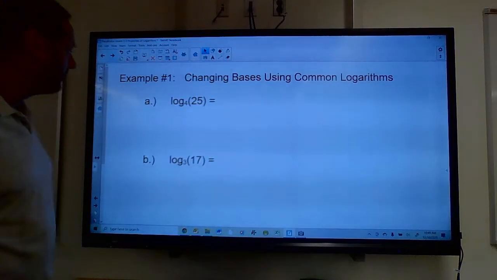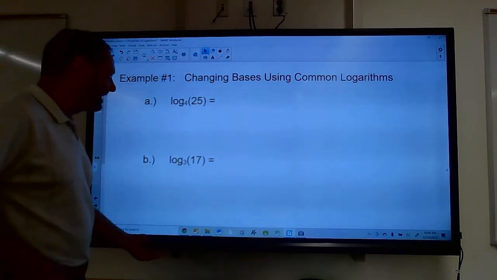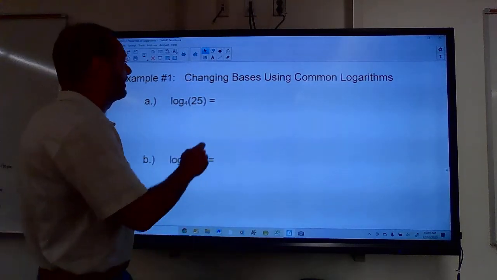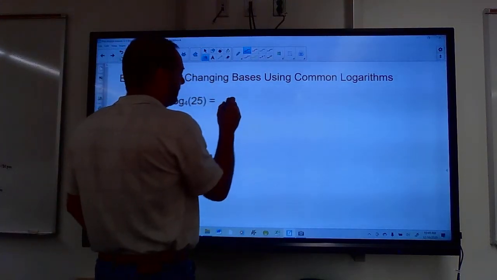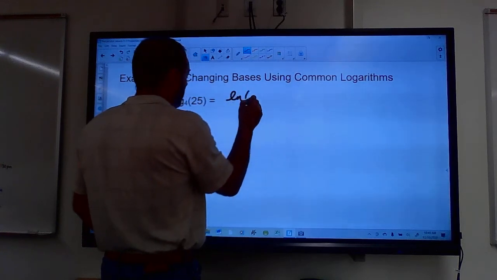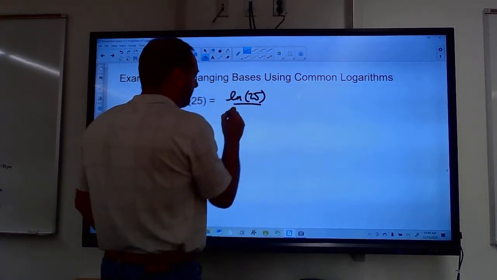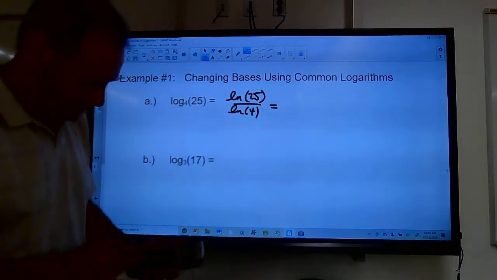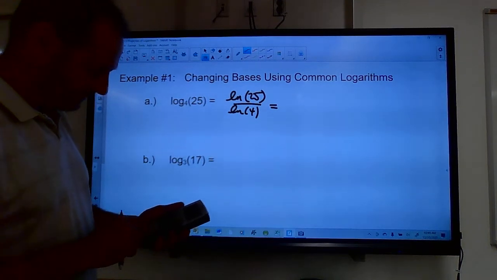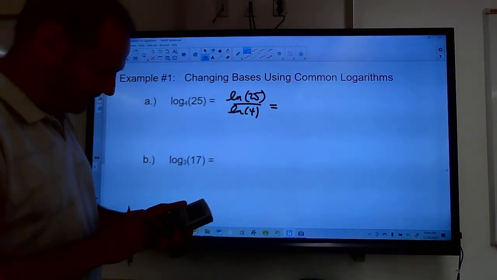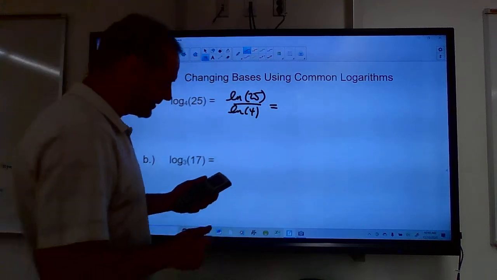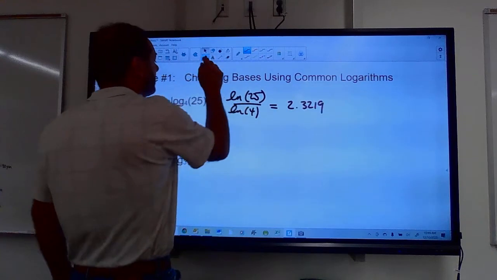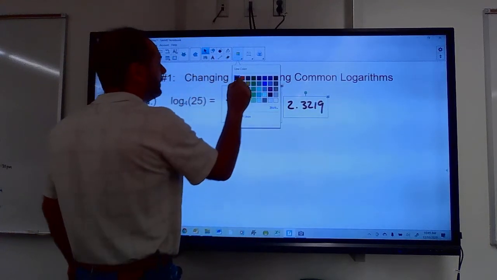So, for example, the log base 4 of 25. I may not have a calculator that will do that, and I may not be able to figure it out in my head. But if I've got a calculator that has a natural log on it, I can do the natural log of 25 divided by the natural log of 4. I push the natural log of 25, close the parentheses, divided by the natural log of 4, close the parentheses, enter, and I get 2.3219.